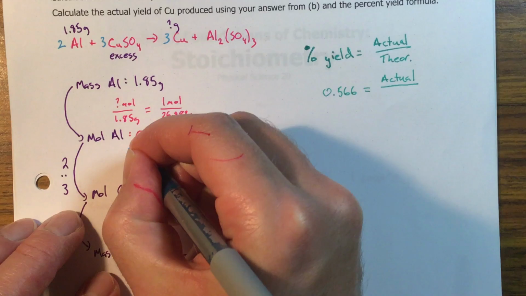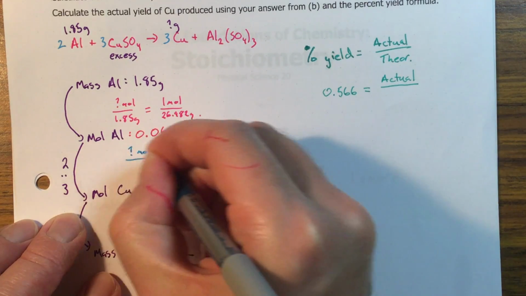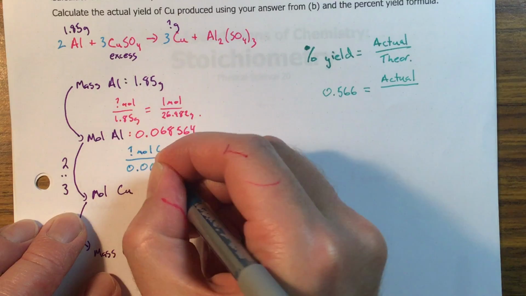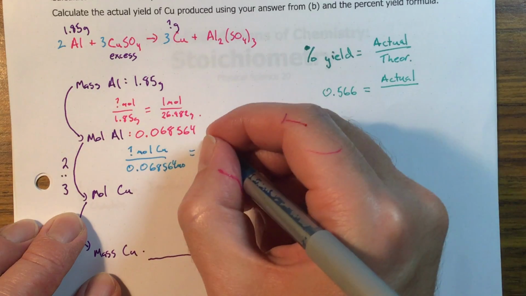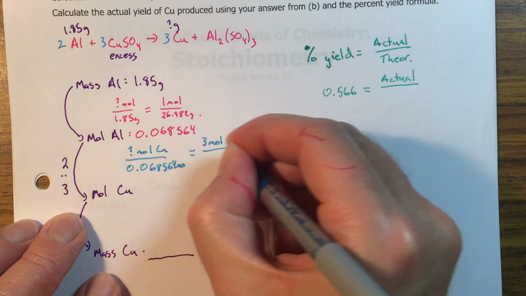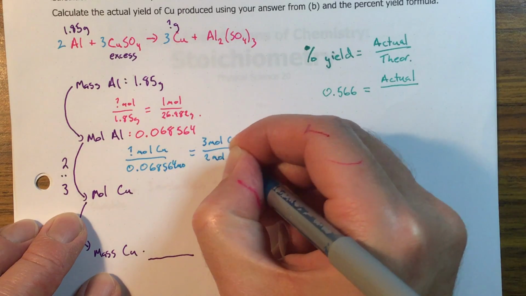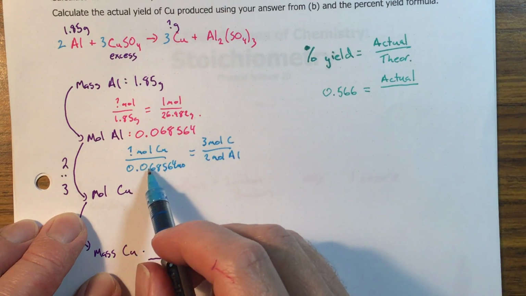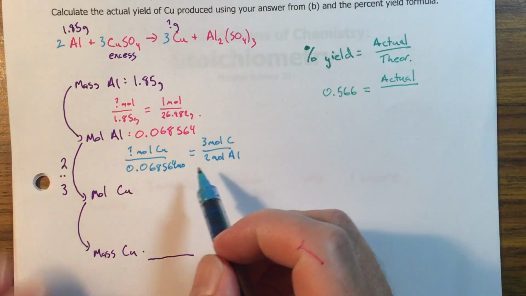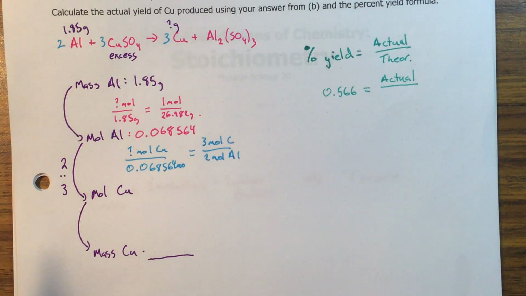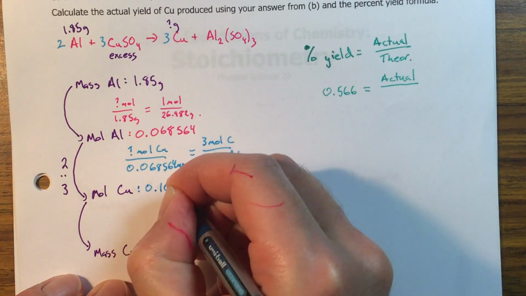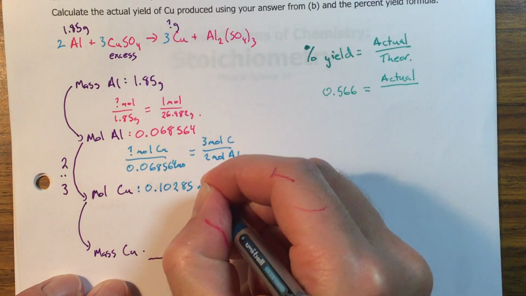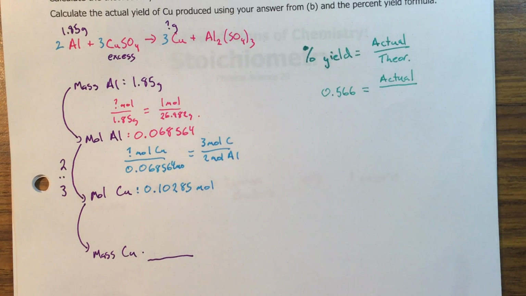So how many moles of Cu will I get out of 0.068564 moles of aluminum if I have 3 moles of Cu for every 2 moles of aluminum? Copper's all on the top, aluminum's all on the bottom. So that times 3 divided by 2. We're going to get 0.10285 moles. I rounded that. I have the whole number in my calculator.